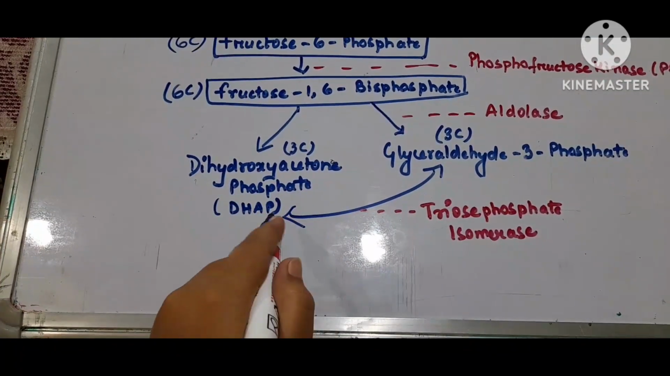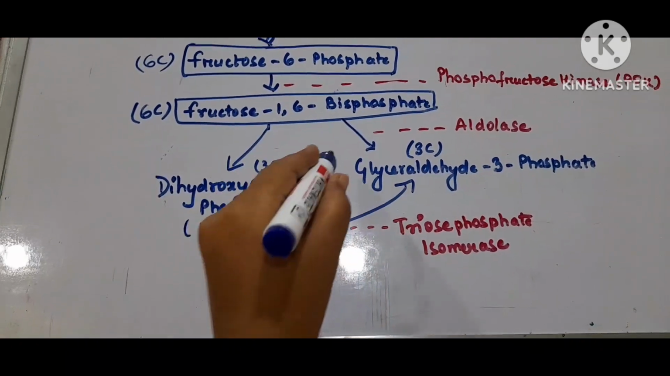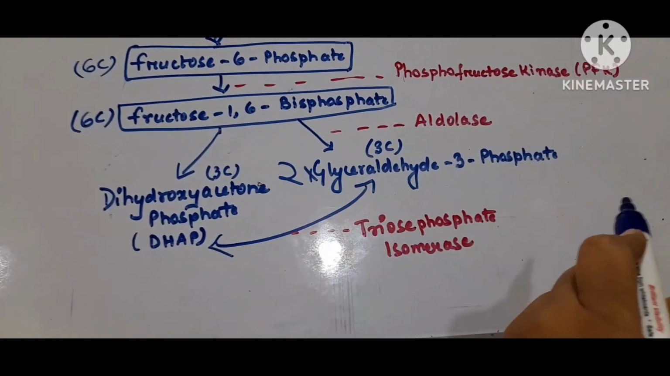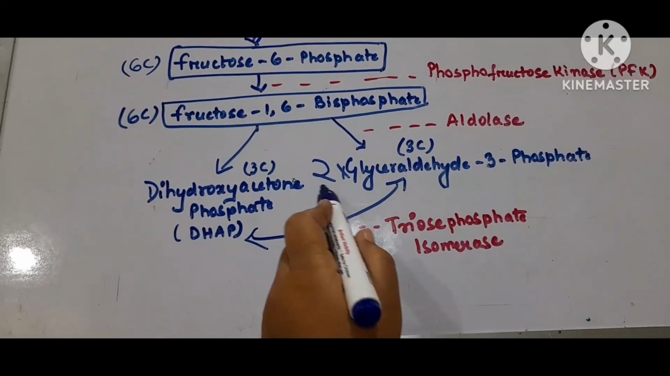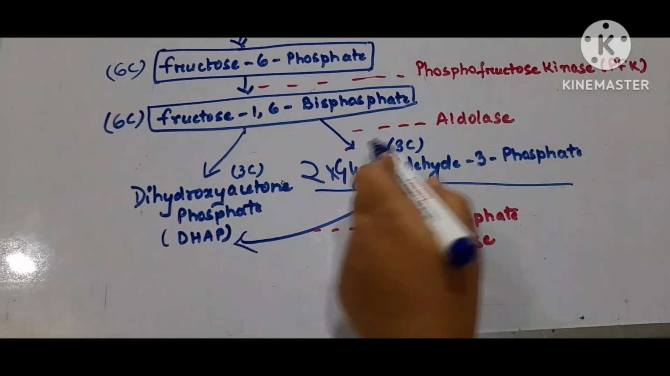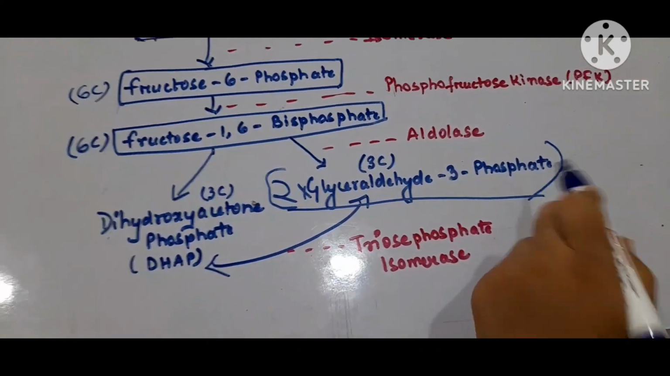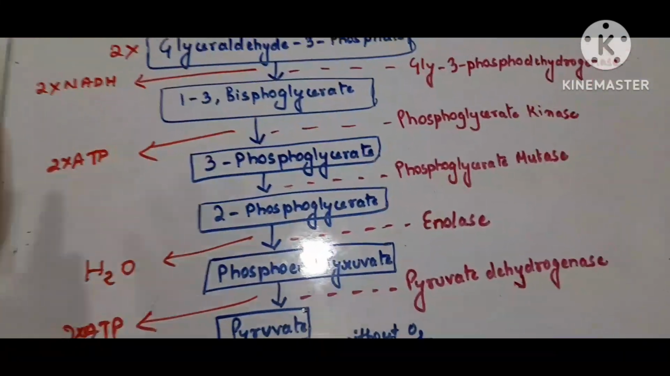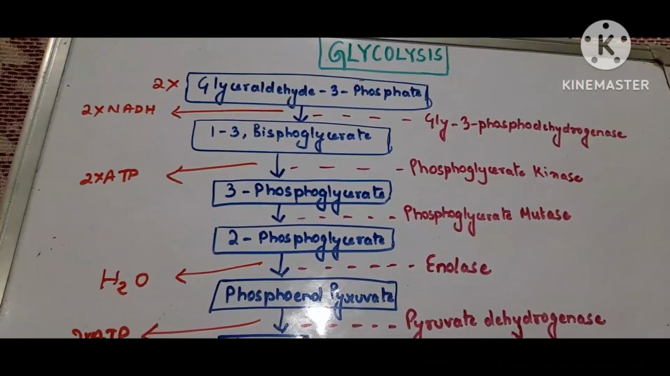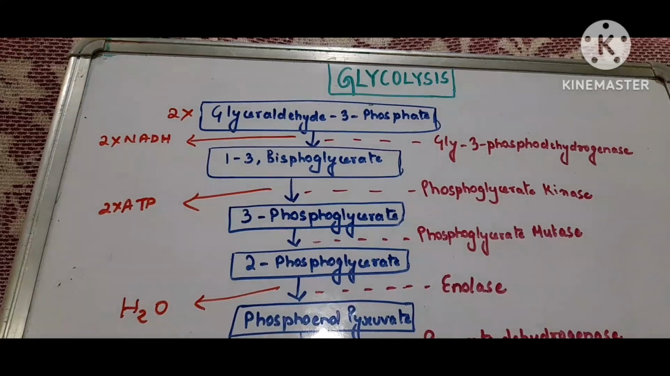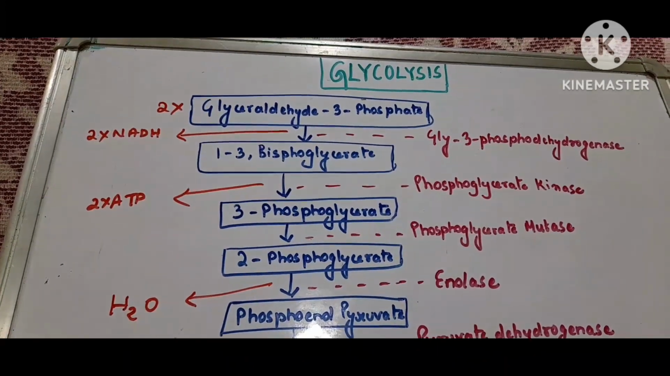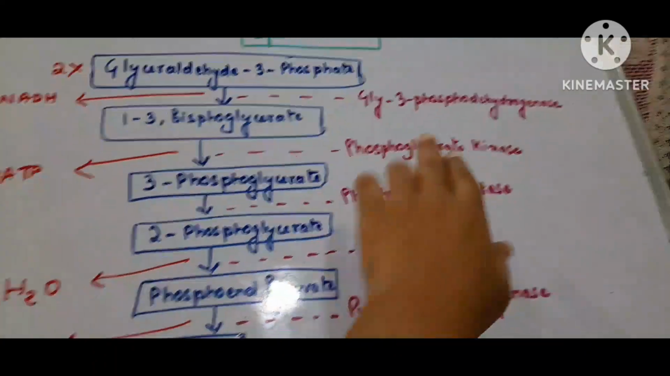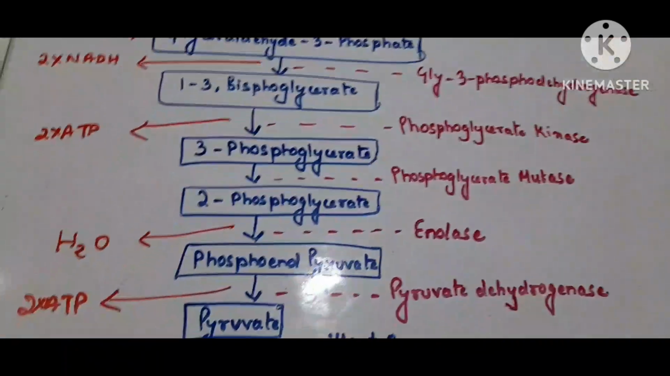As DHAP converts into glyceraldehyde, ultimately 2 molecules of glyceraldehyde 3-phosphate will be formed. After that, the reaction will continue from these 2 molecules of glyceraldehyde 3-phosphate. Glyceraldehyde 3-phosphate then converts into 1,3-bisphosphoglycerate in the presence of the enzyme glyceraldehyde 3-phosphate dehydrogenase.